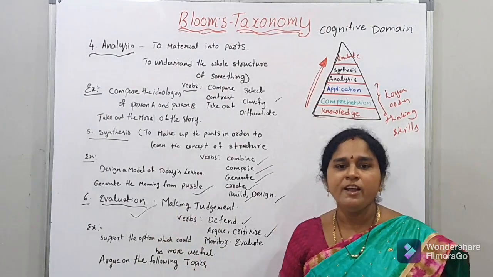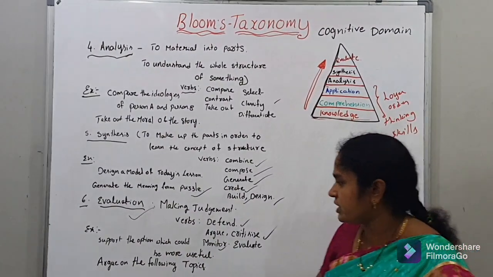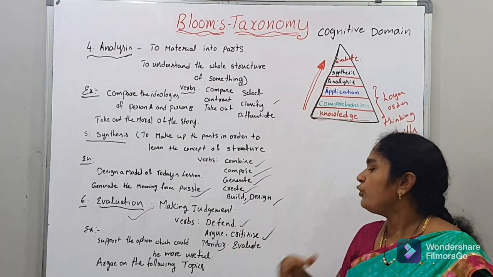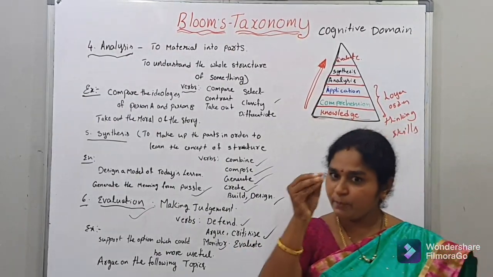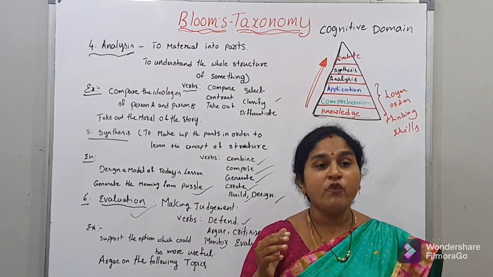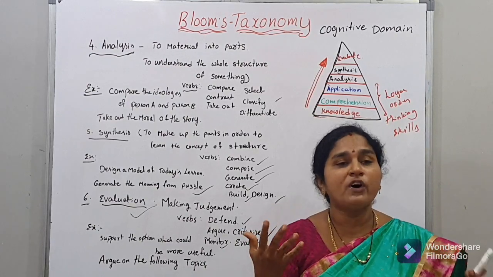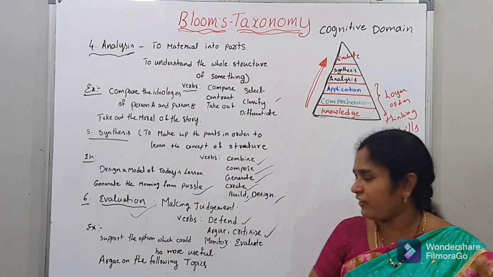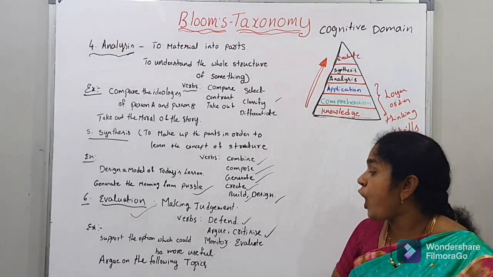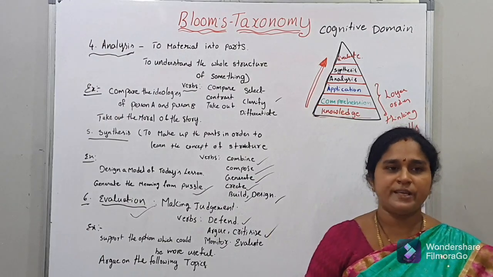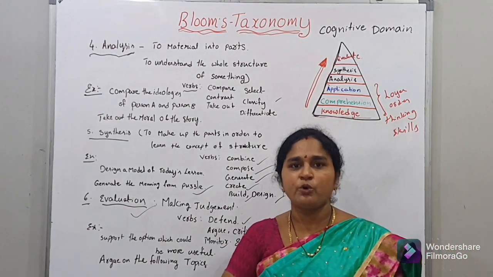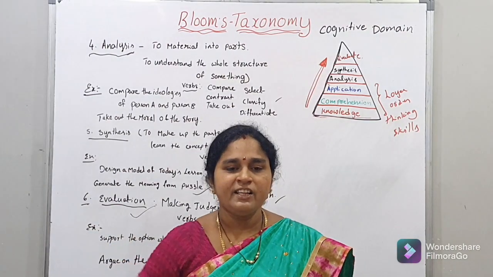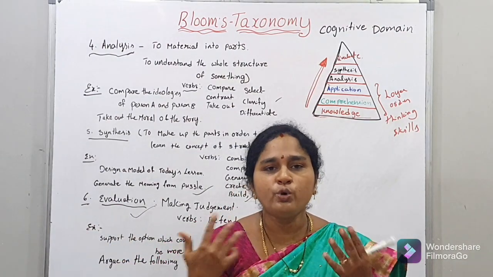For example, they ask questions like: support the option which could be more useful. You can give the support. One option is there. Which is more useful for that topic? Those questions we also ask at this level. And argue the following topics. In some group discussions, some students are on one side and some on the other side. They can argue as two groups.